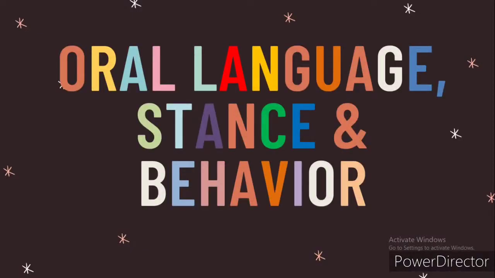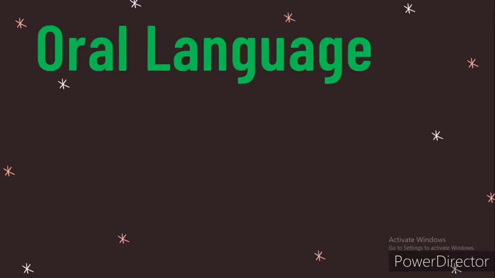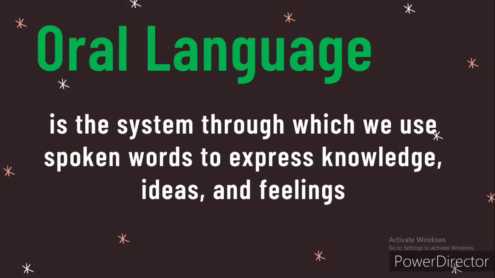And today we will discuss oral language, stance, and behavior. Let us begin. What is oral language? Oral language is the system through which we use spoken words to express knowledge, ideas, and feelings. Last week, we already discussed some of the things to remember in making explanations, giving instructions, and narrating recounts. Let us review them today.